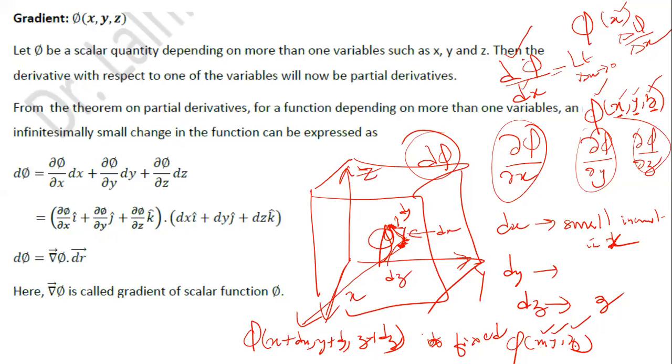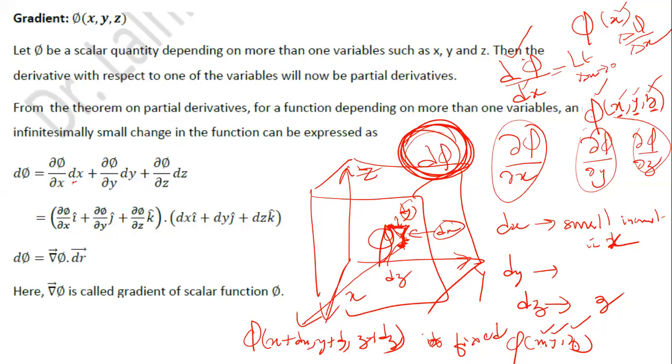So what is dx? If you move along the x-axis, the small increment along the x-axis is called dx. Small increment along the y-axis is called dy. Small increment along the z-axis is called dz. So when you change the space variables, only then can you move from one location in space to another location in space. Only then will you find a change in phi. So change in phi will be associated with change in space variables, right?